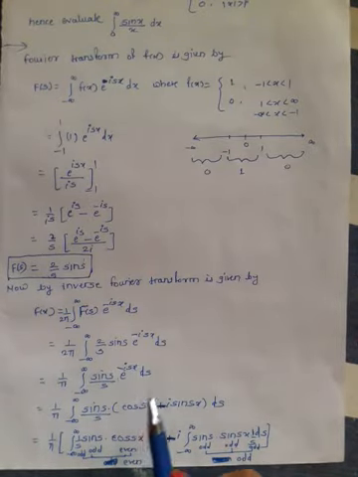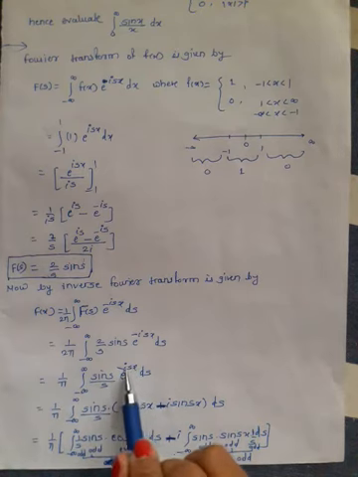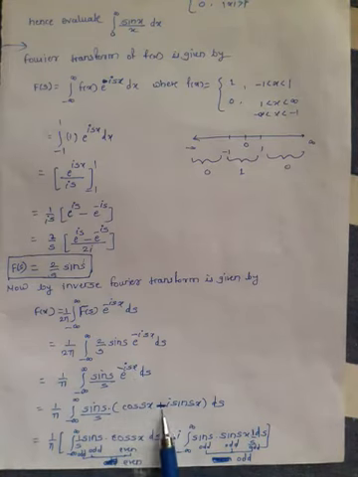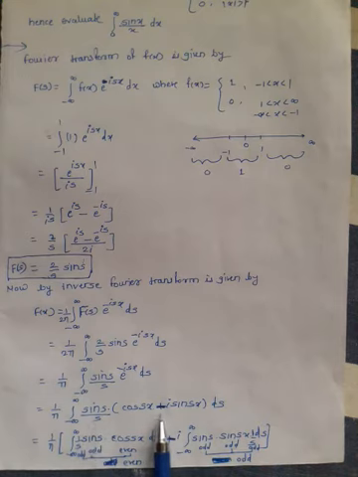Therefore, e raised to minus isx becomes cos sx minus i sin sx. The coefficient of i is the angle, and the angle of cos and sine must be the same. Bracket complete into ds as it is. Now take this term inside the bracket and separate out the integration.